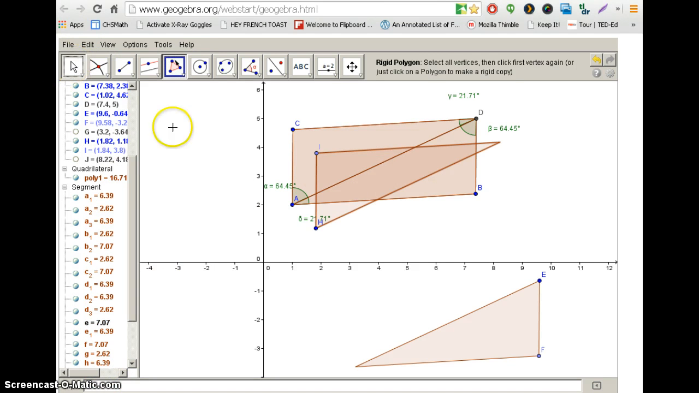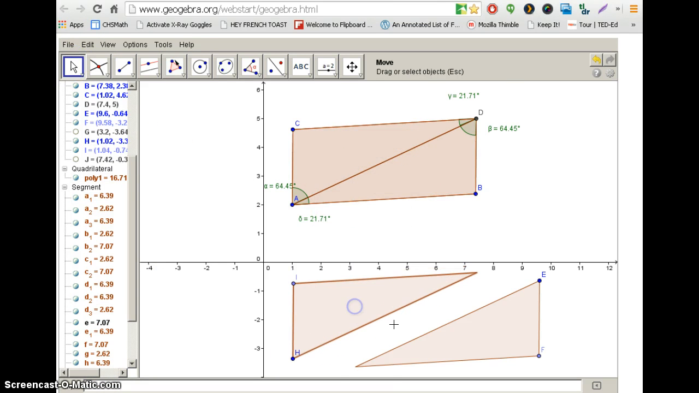There we go. Okay, so now in essence, what I'm going to do is prove that this triangle is congruent to that triangle. So how am I going to do it? Well, let's get the text box out here and let's type it out.